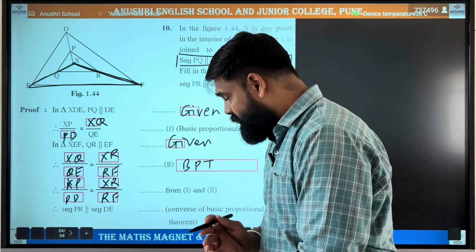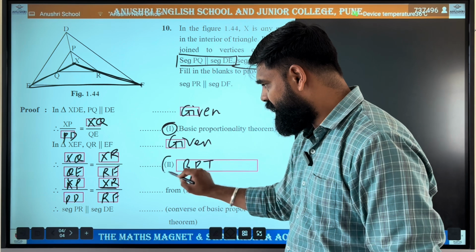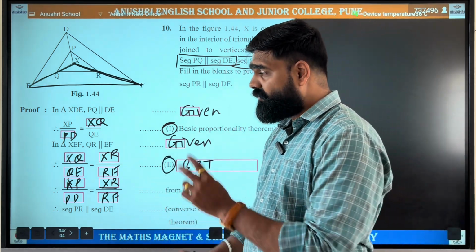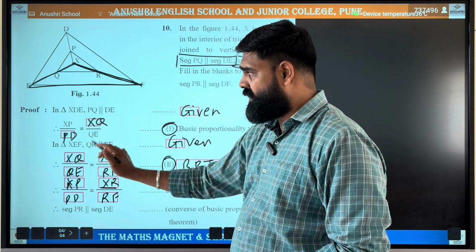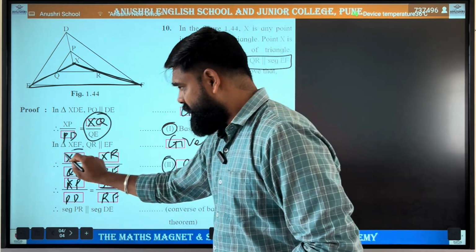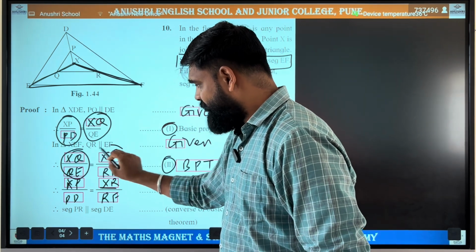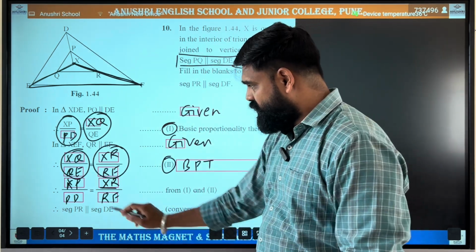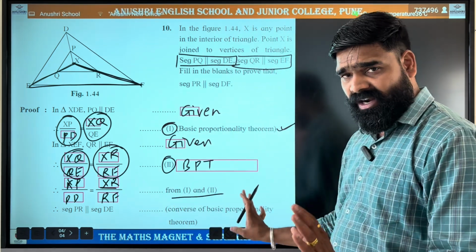So what is the reason behind it? Because from equation number 1 and 2 we can say that if XQ by QE is equal in both the equations, then if these two are equal, we can easily say this and this will also be equal. So we have written here that this will be from equation 1 and 2.